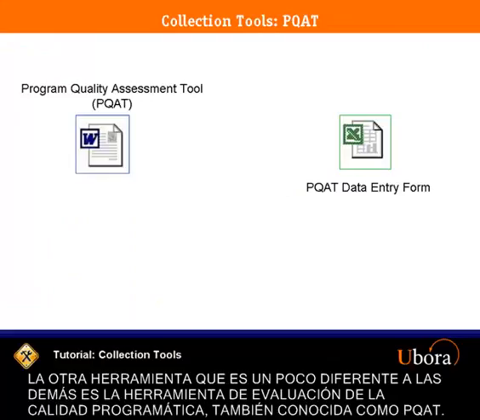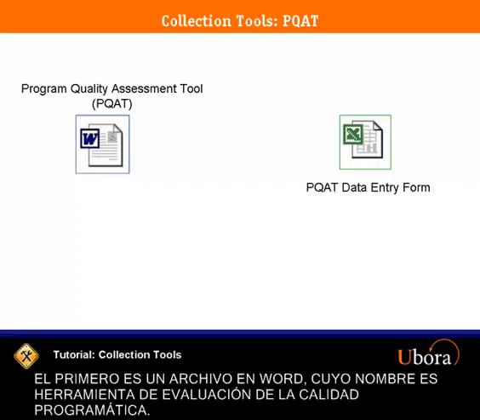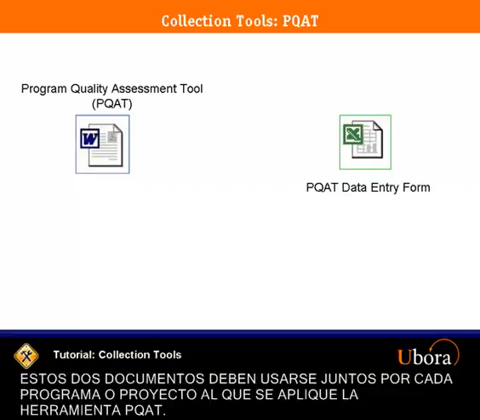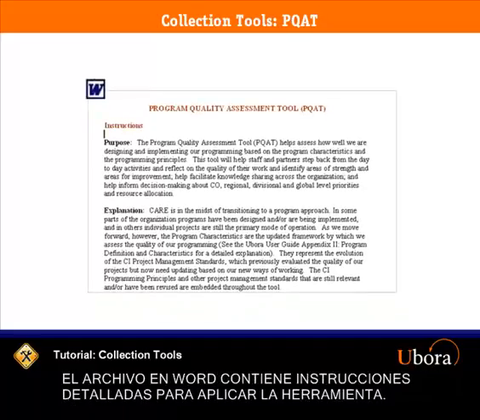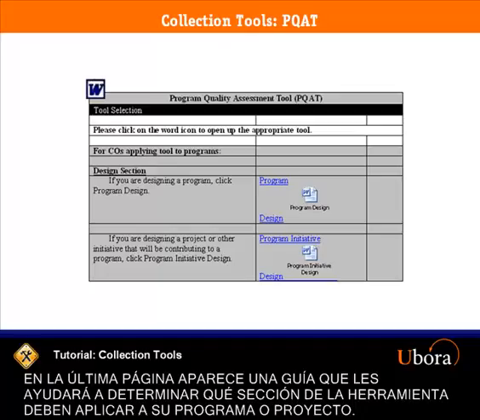The other tool that's a little different than the rest is the Program Quality Assessment tool, also known as the PQAT. There are two parts to the PQAT. One is a Word document called the Program Quality Assessment tool. The other is an Excel file called the PQAT Data Entry Form. These two should be used together for each program or project that the PQAT is applied to. The Program Quality Assessment Tool Word document includes the detailed instructions on how to apply the tool. On the last page is a guide that will help you to determine which section of the tool needs to be applied to your program or project.